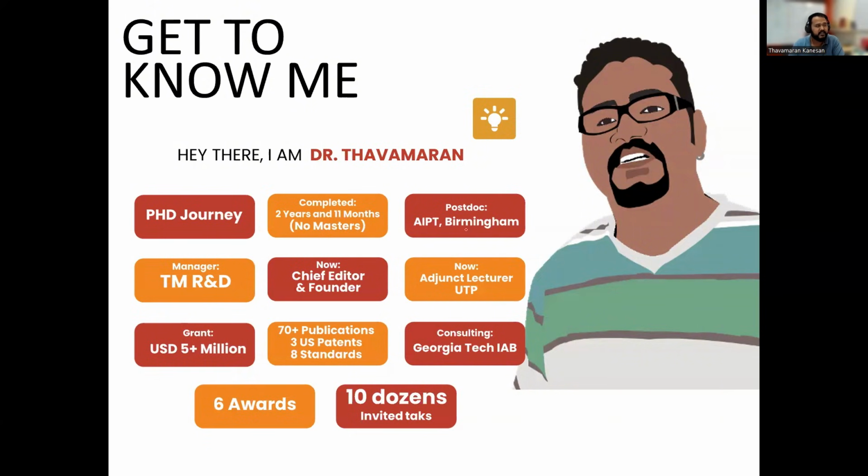I did my postdoc at Aston Institute of Photonics in Birmingham. Then I joined Telecom Malaysia R&D and came back to industry. I was there for about 5 years, and concurrently founded this company, Proofreading by UK PhD. I'm also an adjunct lecturer at UTP and soon to be appointed adjunct professor at Veritas University. The appointment will be announced soon. These are all my other achievements: grants, publications, and so on. So that is me. Thanks for joining my class.